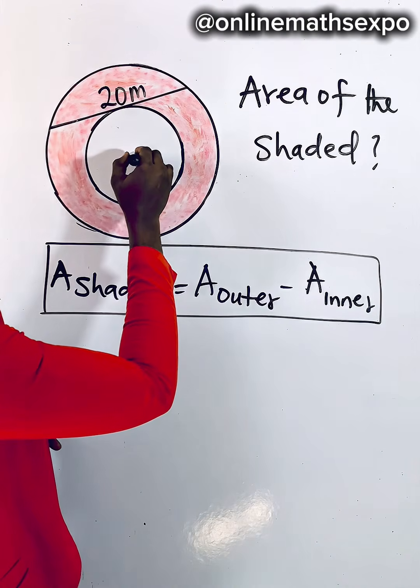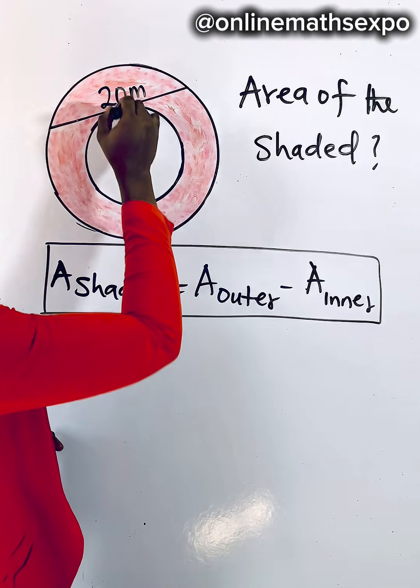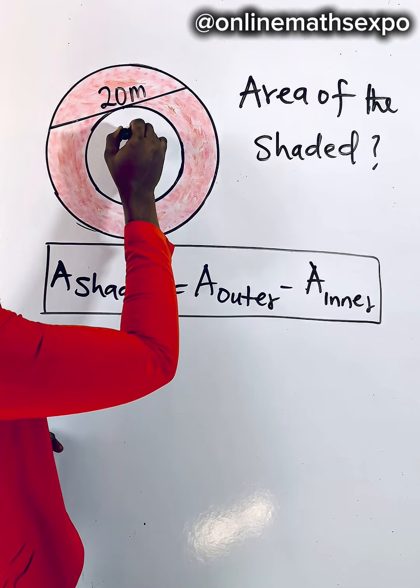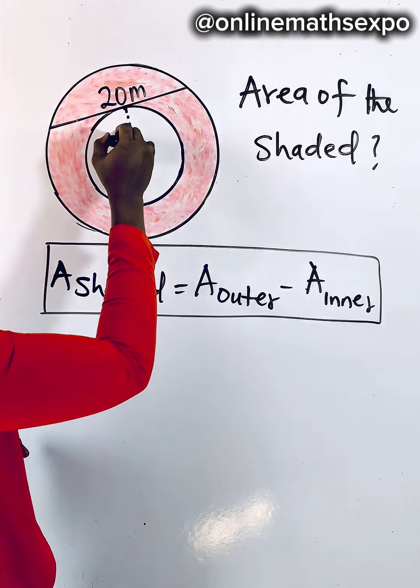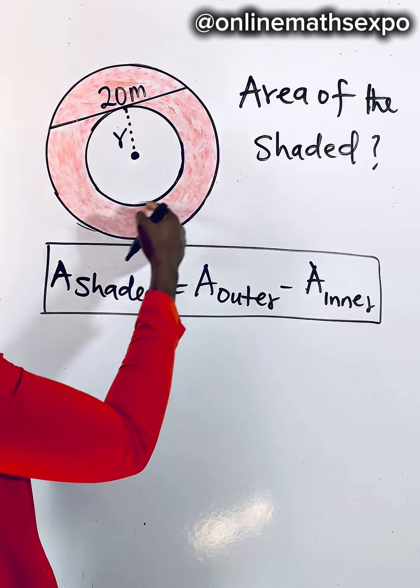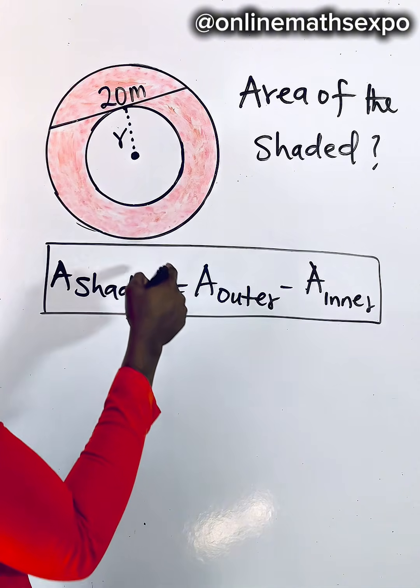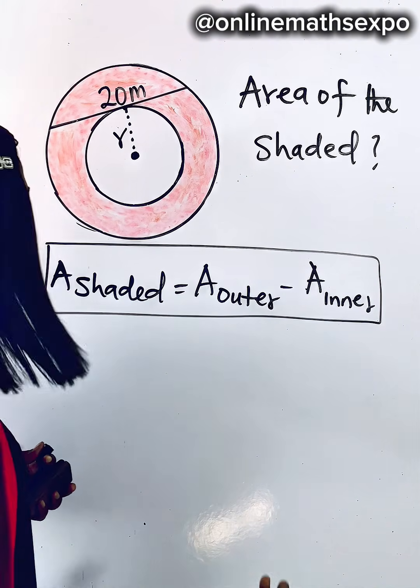So the radius we target is the one that will meet at this point. So we're going to take it down to touch this point. Now, we label this r. This is for the small circle. The radius is r. What else do we need to do?